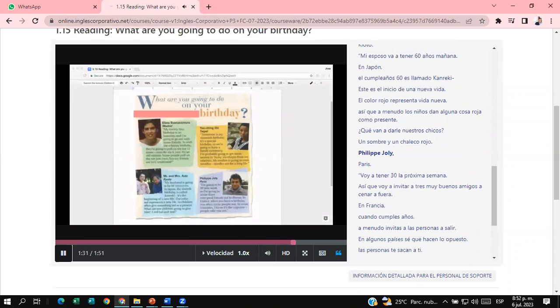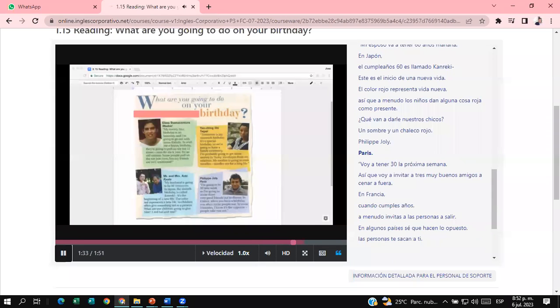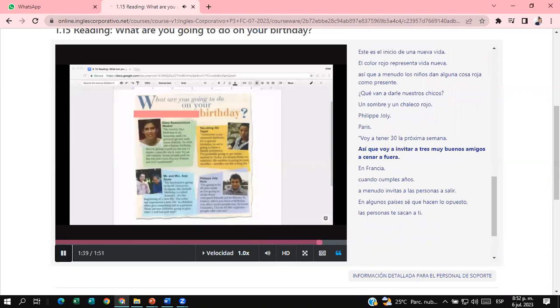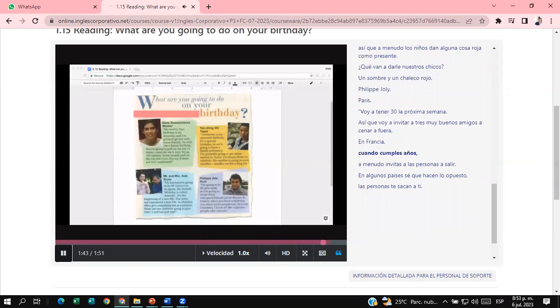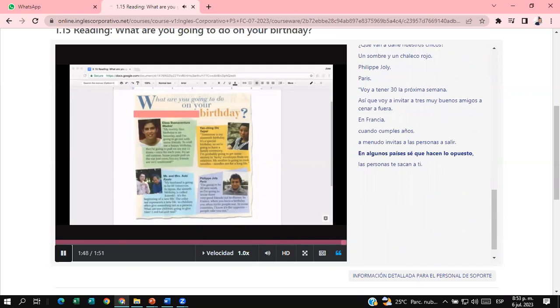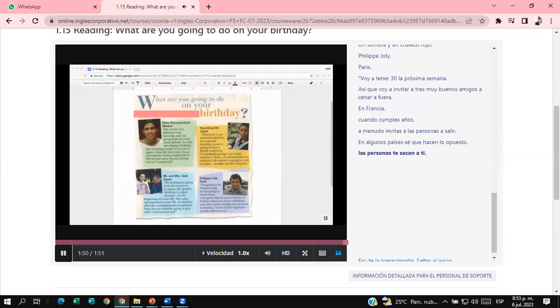Philippe Joly, Paris. I'm going to be 30 next week, so I'm going to invite three very good friends out to dinner. In France, when you have a birthday, you often invite people out. In some countries, I know it's the opposite. People take you out.